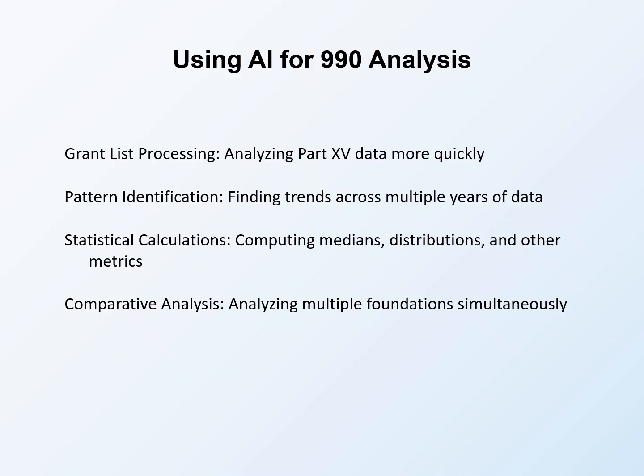Pattern identification uses AI to find trends across multiple years of data. Asking AI to compare 3 years of grant lists and identify what is changing can reveal emerging or declining priorities faster than manual comparison. Statistical calculations like medians, distributions, and other metrics can be computed by AI. Rather than manually sorting grants and finding the middle value, you can ask AI to calculate statistics. This is straightforward for AI and saves time on routine calculations.